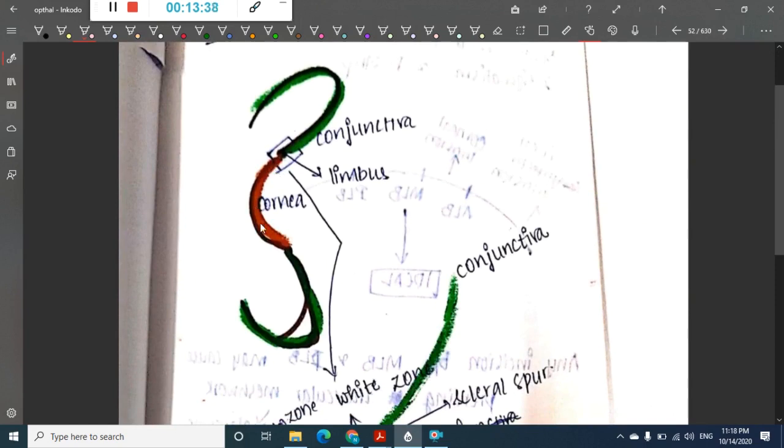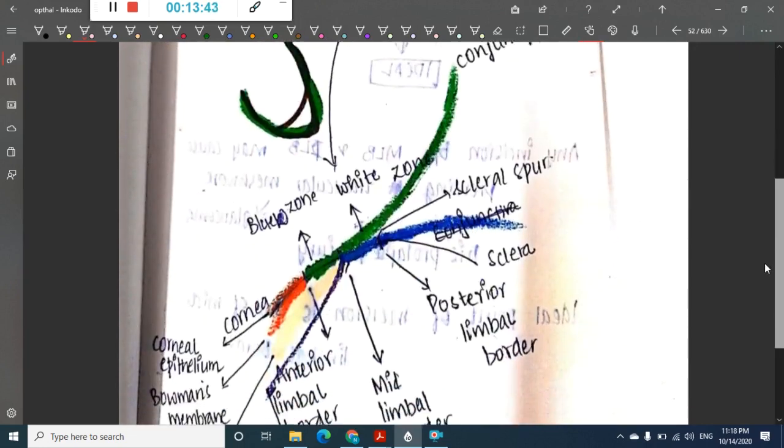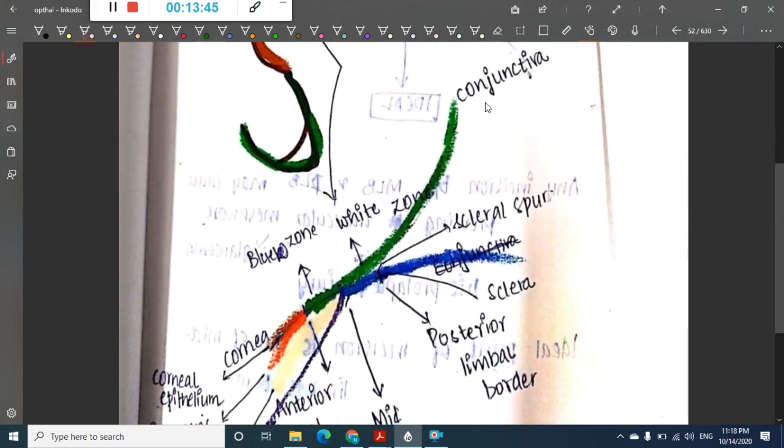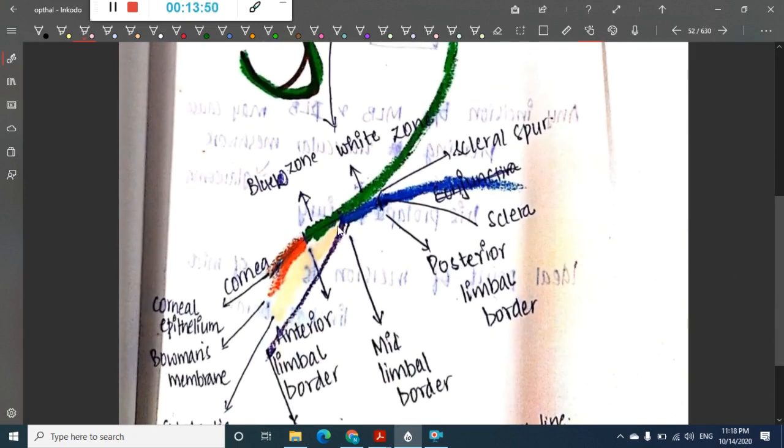So if you see, this is the cornea, and at the junction of cornea and conjunctiva, there is the limbus. So what do you see in the limbus? This is the conjunctiva and this is the cornea. This whole part is the limbus. In the limbus we have two things: the anterior limbal border and the posterior limbal border. In between the anterior and posterior limbal border, we have the mid limbal border.